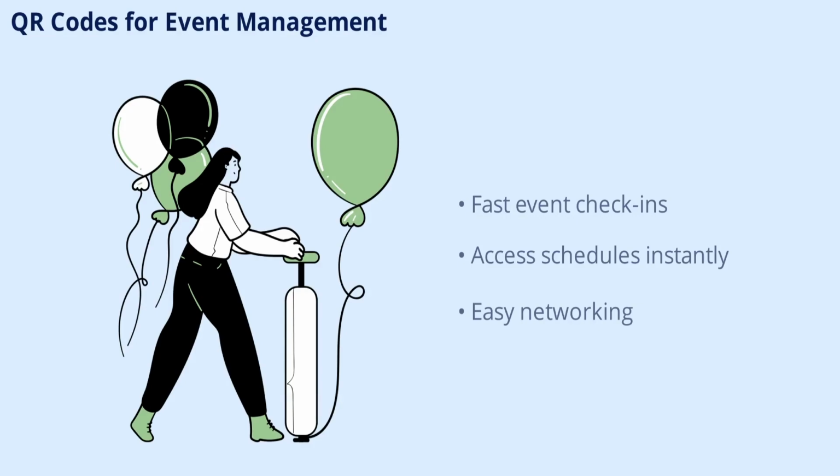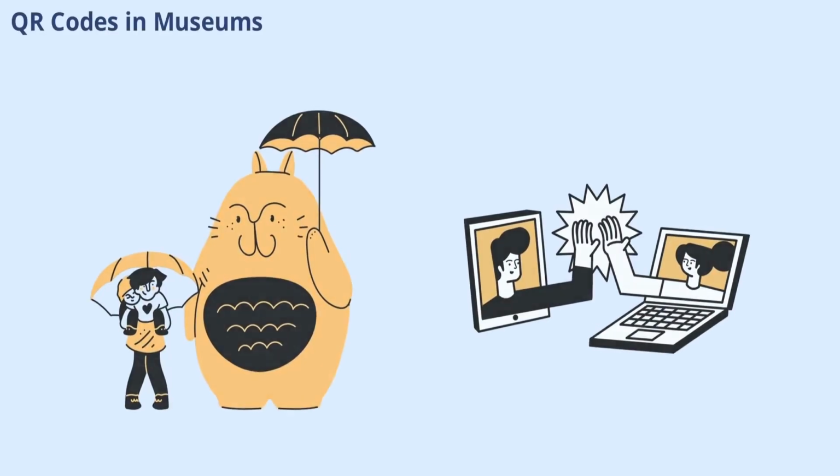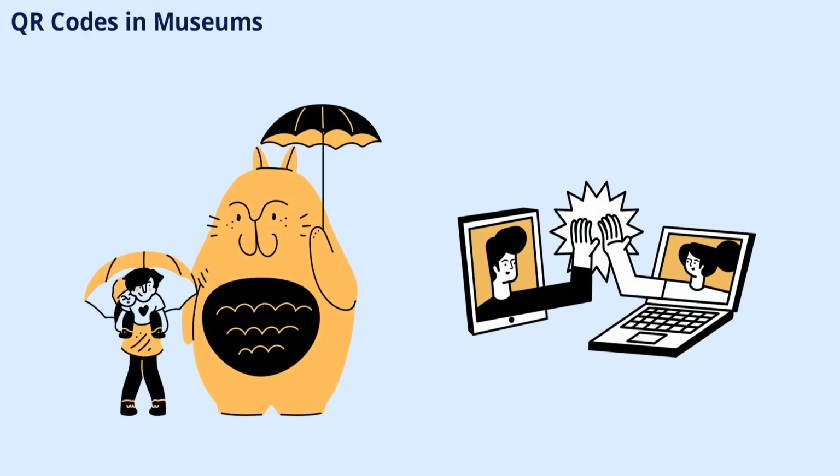Museums use QR codes to enhance visitor experiences. By scanning codes next to exhibits, visitors can access audio guides, videos, or detailed descriptions. This interactive approach makes learning more engaging and allows museums to share more information without cluttering displays.